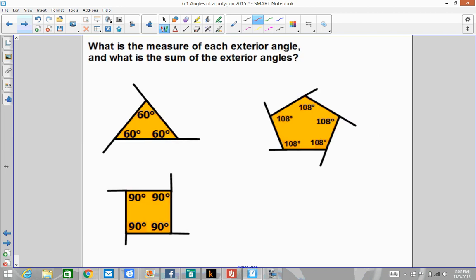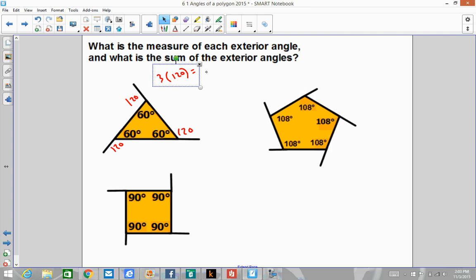All right, so for a minute here, let's do a little practice. If you want to pause this and draw these pictures out: what is the measure of each exterior angle, and what is the sum of all those angles? So if we have this triangle and we find each exterior angle, this angle right here would be an extension of a linear pair. So this is 120, this is 120, and this is 120. And when I added that up, 3 times 120 was 360 degrees. Okay, so find the exterior angles for all the others.